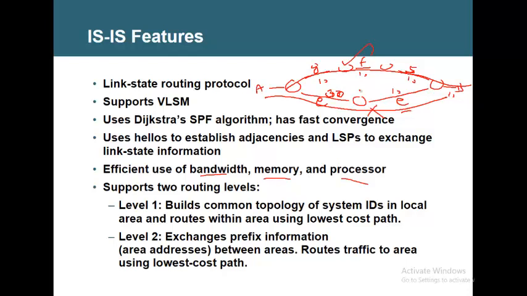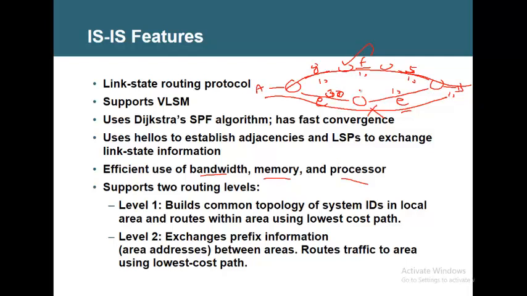So the cost is not auto calculated as per the bandwidth. The cost is 10 by default, whatever the speed of the interface may be. But if you wish to tune it, you have an option to tune the cost. You can very well go and change the cost. You can say ISIS, consider cost as 30, so ISIS will take it as 30.